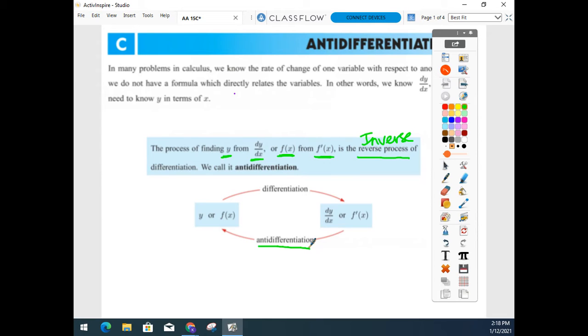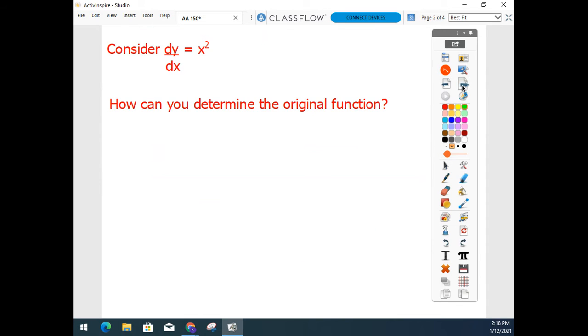So the first thing to understand, I like this visual here. If you start with y or f of x, you differentiate, you get the derivative dy dx or f prime of x. If you start this way and you want to find the original function, you're doing the antiderivative or anti-differentiation. They have a lot of words that all just mean the same thing. So don't let the different types of words, whether a noun, a verb, an adjective, whatever, when you see the words, they mean the same thing.